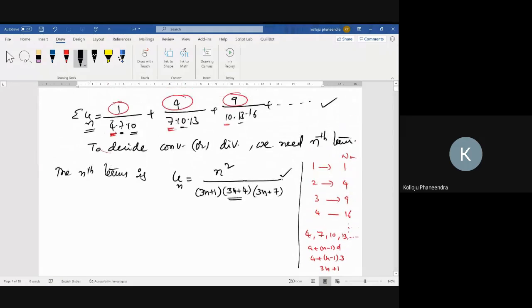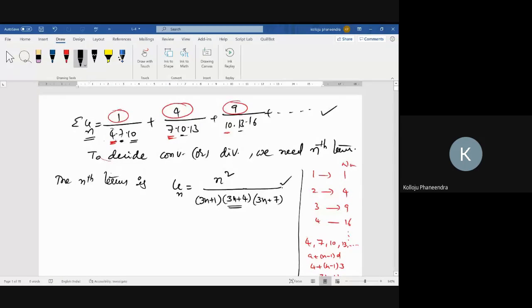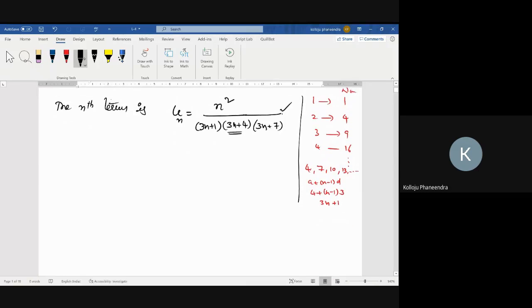Now, coming to the limit comparison test, what is it? I have to find the limit of what ratio? Un by Vn. I know the nth term Un, but I don't know what Vn is. So we have to find the series Vn. Both must be positive term series. That is the first important point.